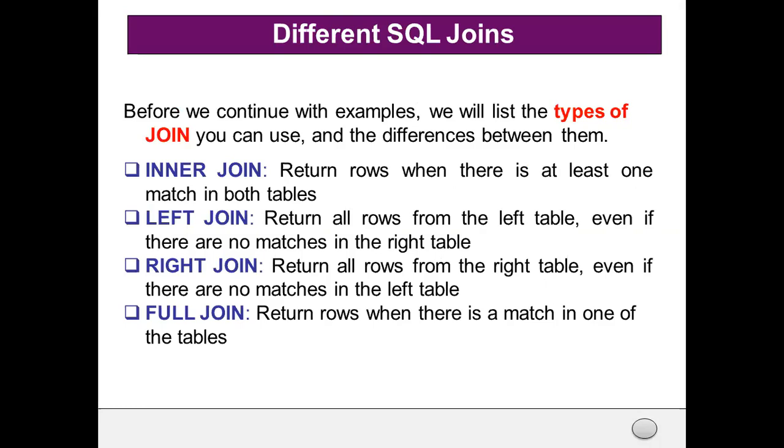So, different SQL joins. There are basically four types of joins. First is the inner join, which returns rows when there is at least one match in both the tables. Left join returns all rows from the left table, even if there are no matches in the right table. In inner join, it will return rows even if there is only one match in both the tables. If it finds the match in both the tables, then it will return the output.